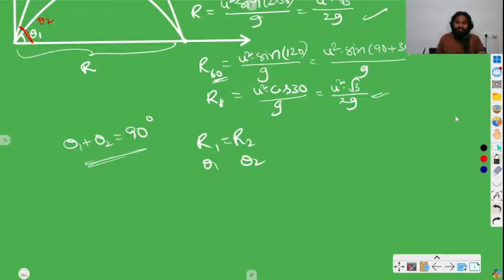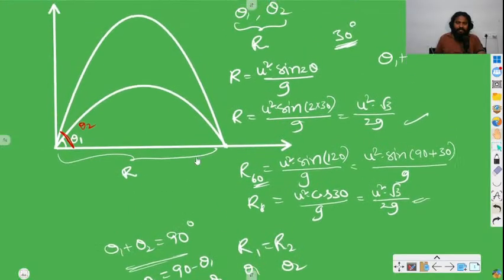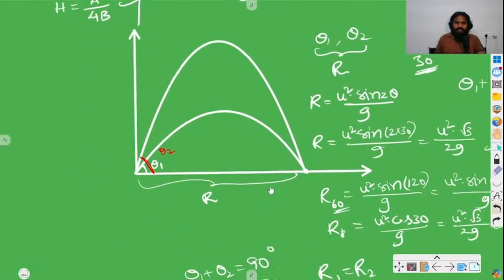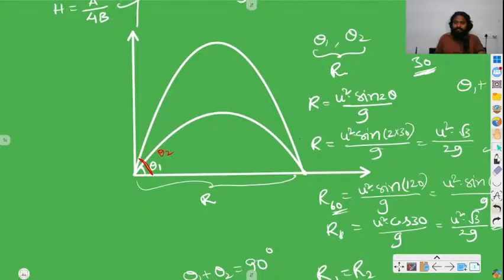Clear? So this is the main concept that we have to consider, because here theta 2 can be written as 90 minus theta 1, right? Clear? As well as theta 1 is 90 minus theta 2, right? These angles are complementary angles. For complementary angles, you should remember that the range is always the same.